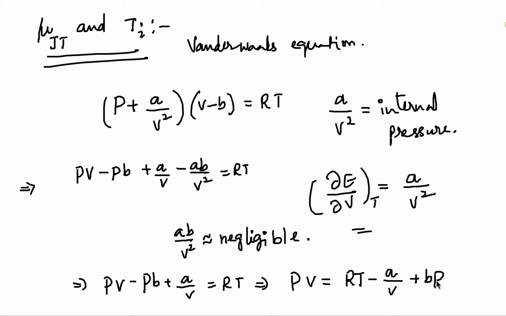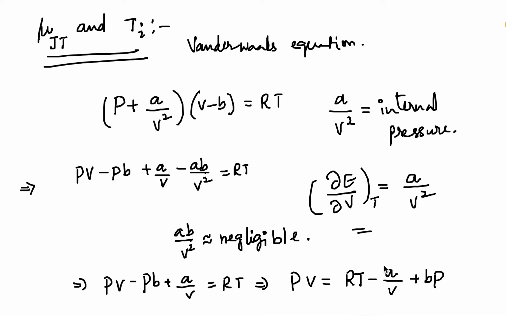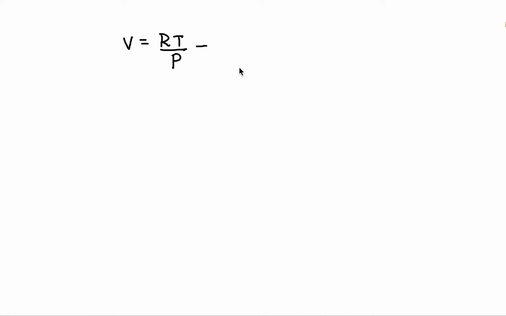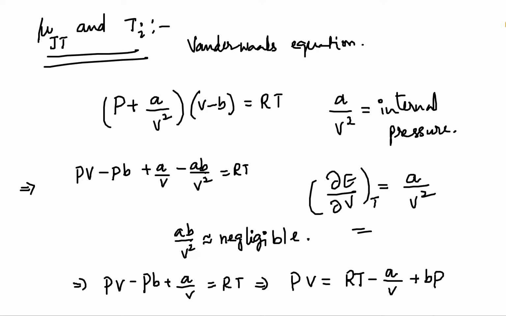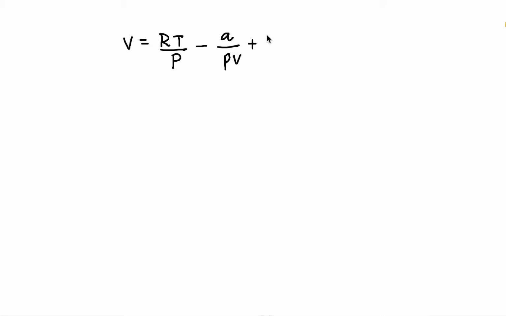Now what do we do here? Let's divide this equation by P on both sides. Therefore, we get an expression that is V equal to RT over P minus, let's go back, A over PV plus BP over P, that makes B. So BP over P simply makes B.